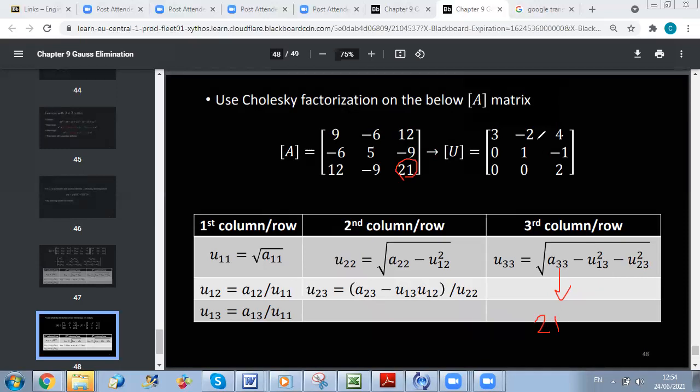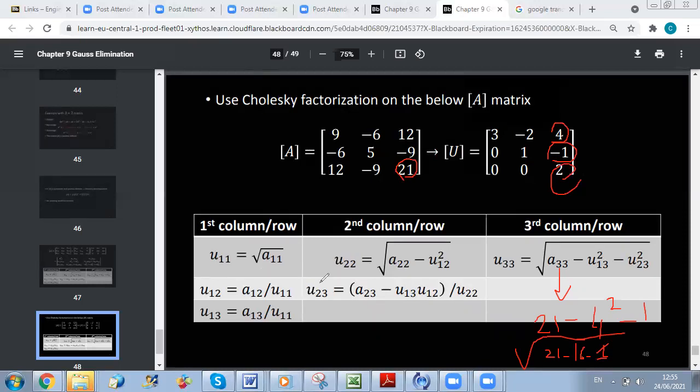I replace U13 by 4, so minus 4 squared. U23 is minus 1, so minus 1. So I do now radical of 21 minus 16 minus 1, so it's radical of 4, which is 2. So the final term U33 is 2. And I am done. Try to do it using LU factorization.